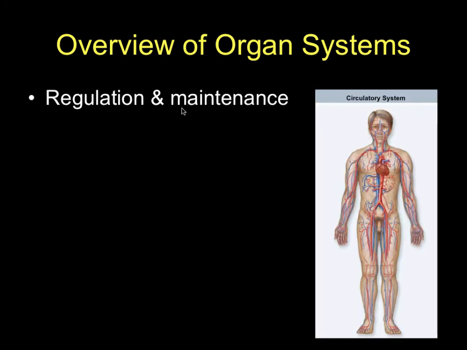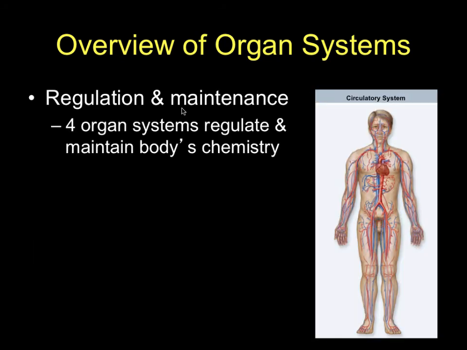We can also look at the organ systems involved in regulation and maintenance. Here we've got four different systems. We have the circulatory, the respiratory, the digestive, and the urinary system. There's four of them that are all involved in maintaining homeostasis somehow in the body, whether it's nutrients, gases, water balance, or pH. We've got urinary, digestive, circulatory, and respiratory systems involved with regulation and maintenance.